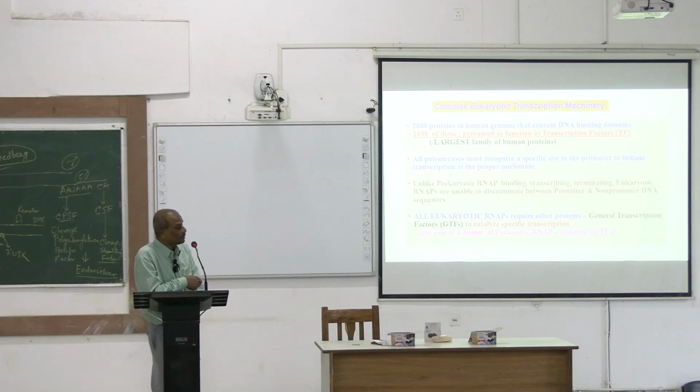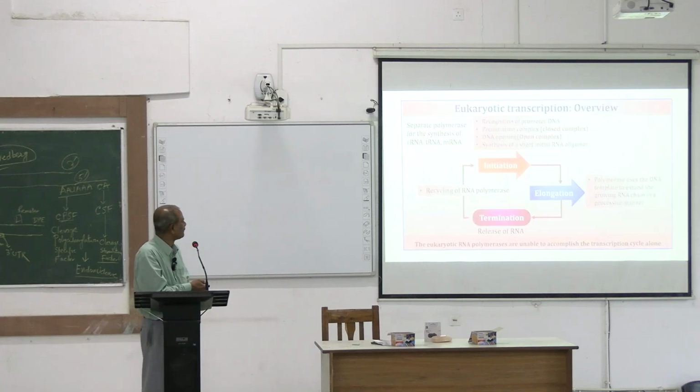So, as I told you, there are 2,800 proteins in the human genome, but only 1,600 are used as transcription factors. And all eukaryotic genes require different types of proteins, and instead of sigma factor, this role is taken by the transcription factor. Now, this process is the same again: initiation, elongation and termination.